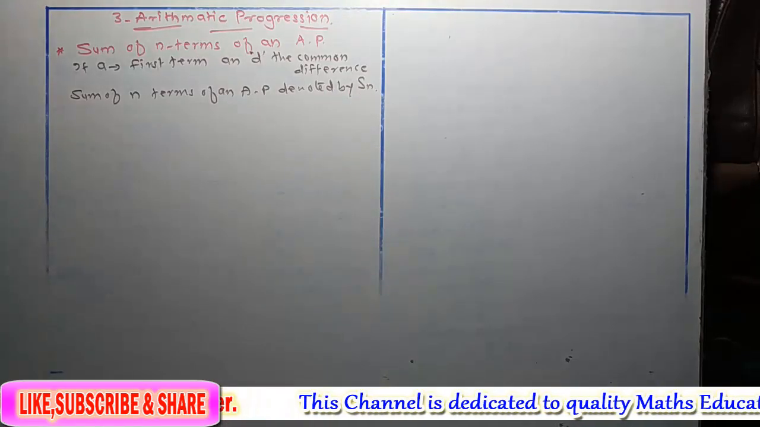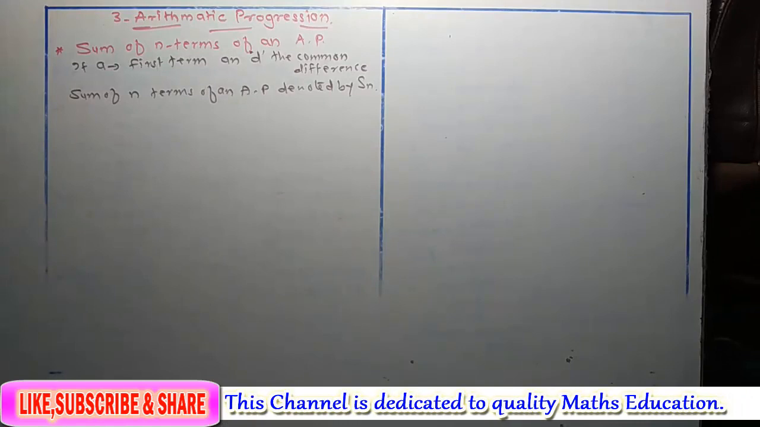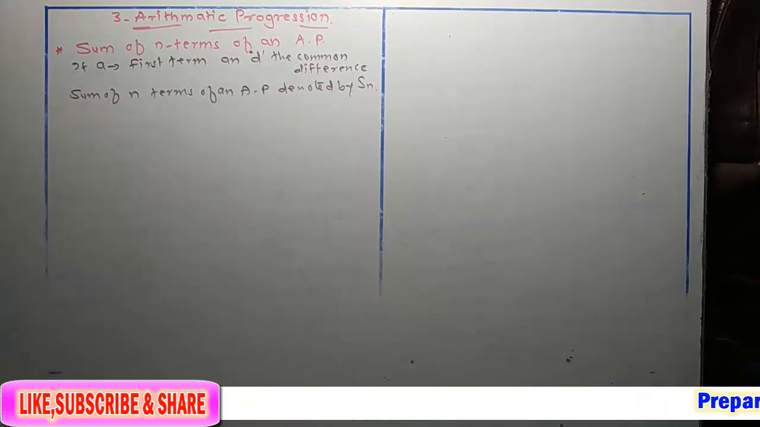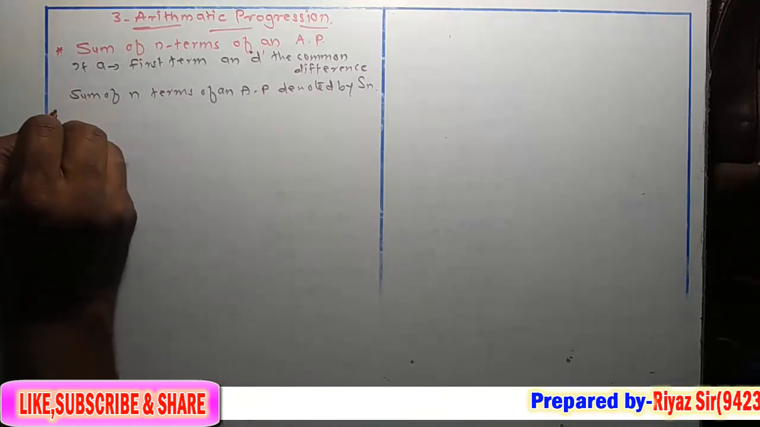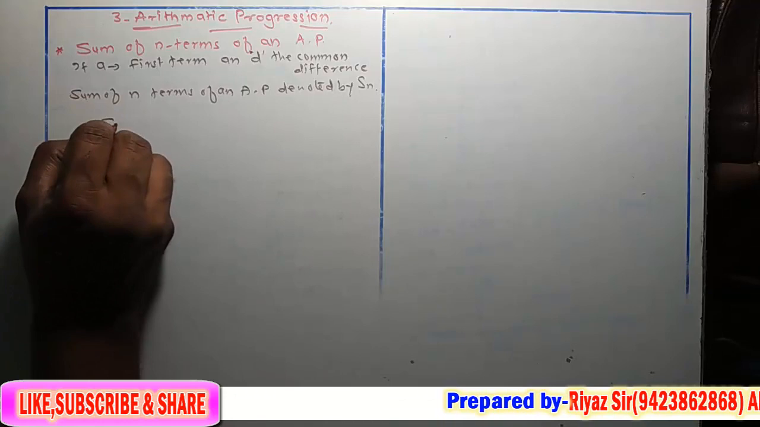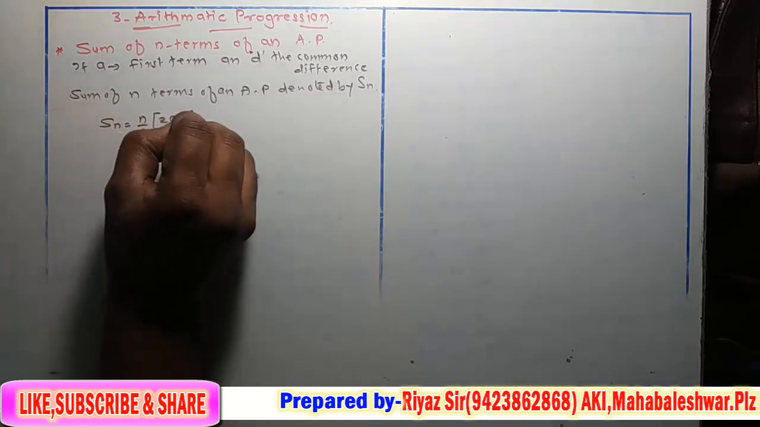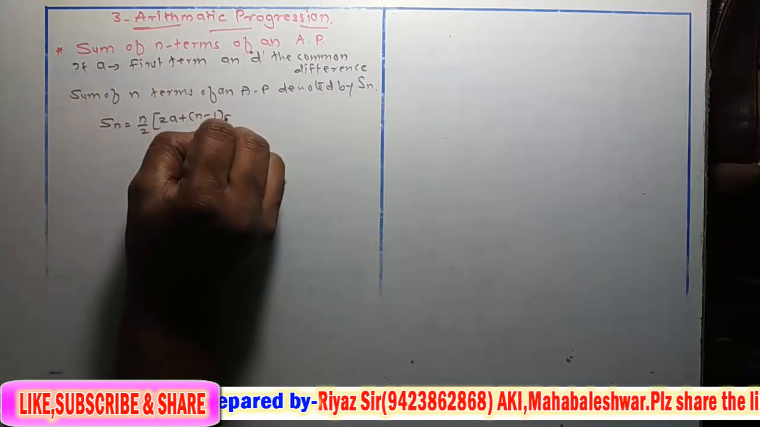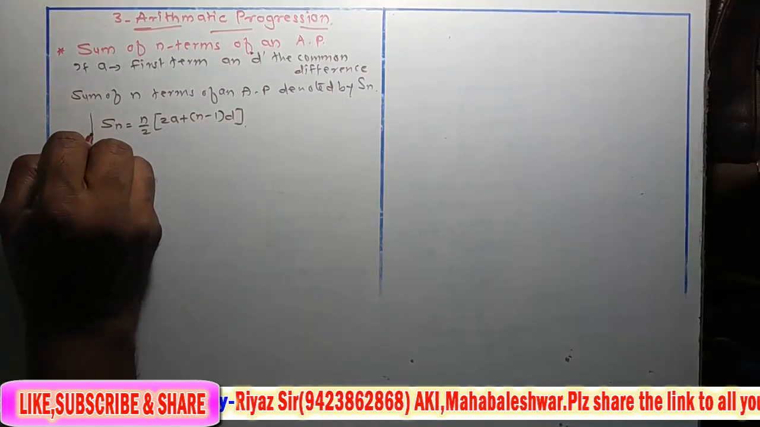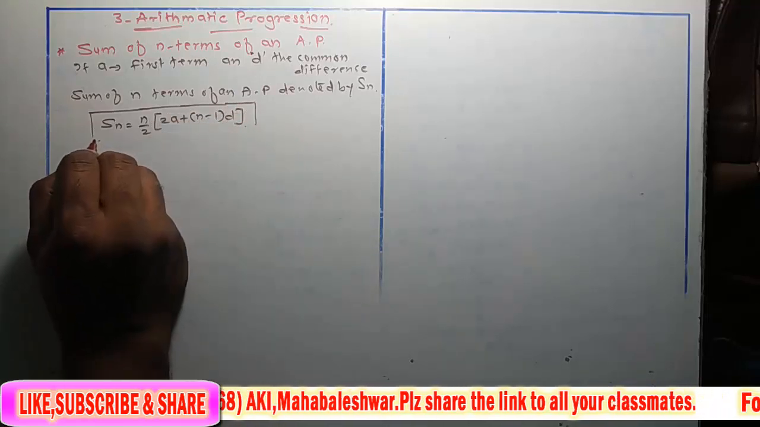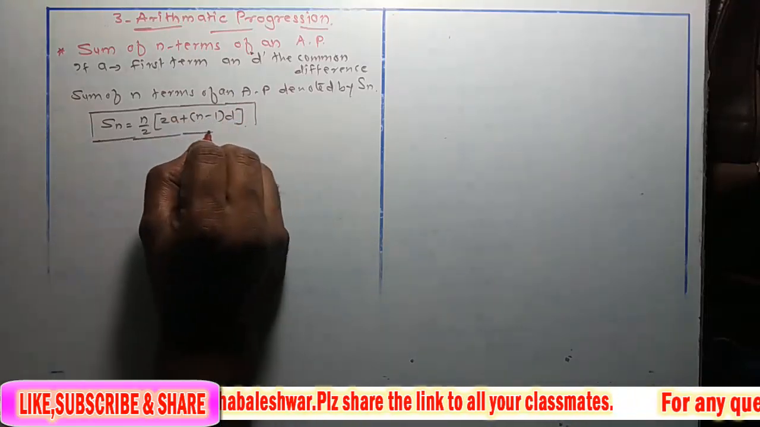If t1, t2, t3 up to tn are the n terms of an AP, then Sn is equal to t1 plus t2 plus t3 plus t4 and so on, plus tn, and it is given by the formula Sn is equal to n upon 2 bracket 2a plus n minus 1 into d. This is the formula to find the sum of n terms of an AP. Just remember this formula.